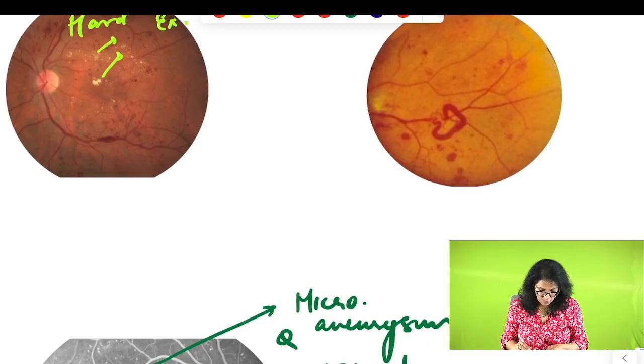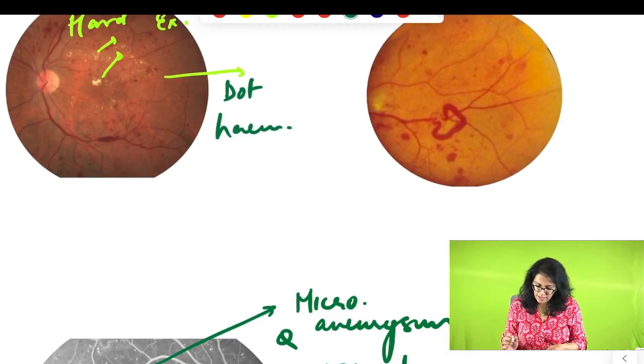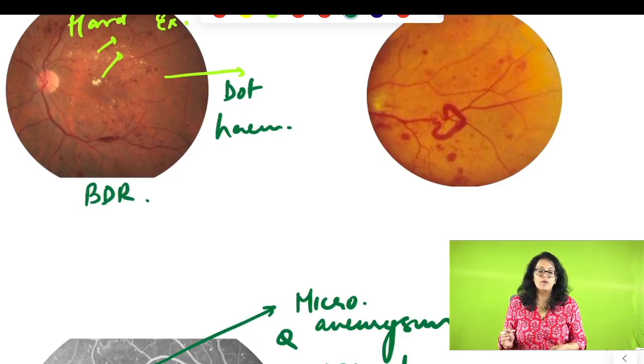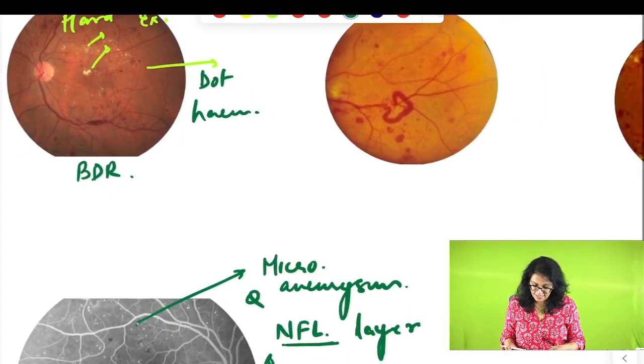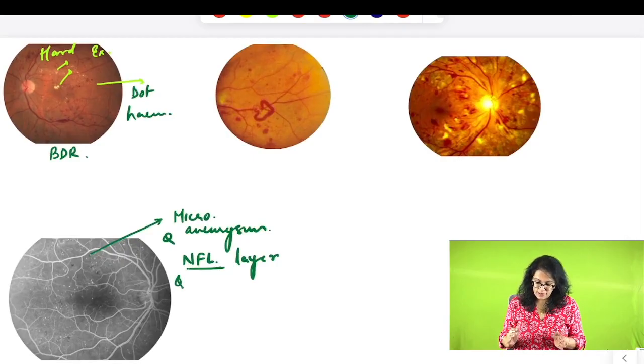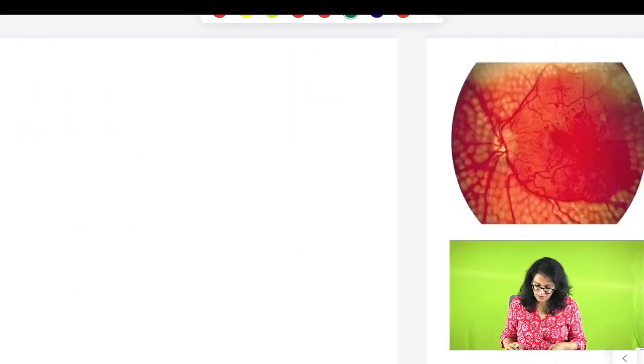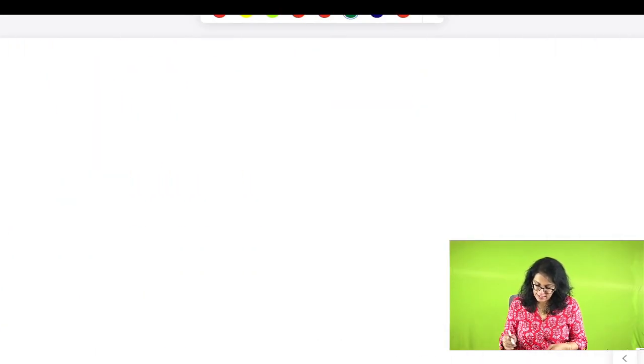This is your blot hemorrhage, right? So this is the dot hemorrhage. So we are getting dot and blot more and we are getting hard exudates. So this is nothing but a background diabetic retinopathy. But what is the new classification, ETDRS? Let me first write that and then we come back to the slide so that it is easier for you to read. So yes, we will write it here.